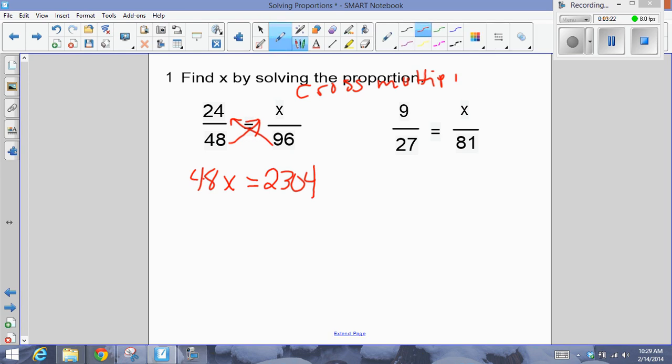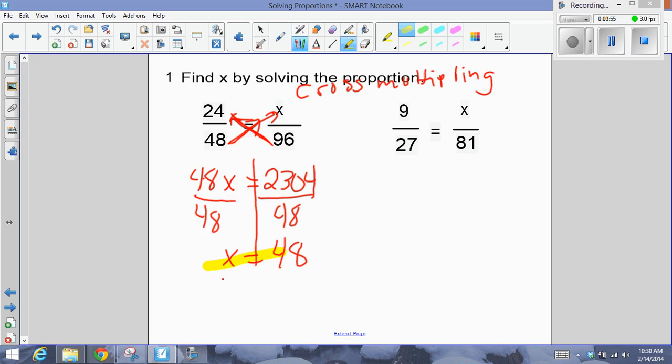Now this is called cross multiplying. I don't know why my pen keeps messing up here. Cross multiplying, because we multiply in kind of this cross form. All right, now I have a one-step equation that I can solve. So to get x by itself, I'm going to divide by 48, and if I do that to one side, I have to do it to the other. So 2,304 divided by 48 is 48. So x is 48.